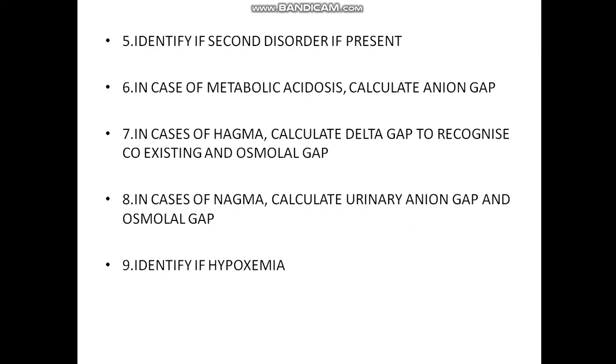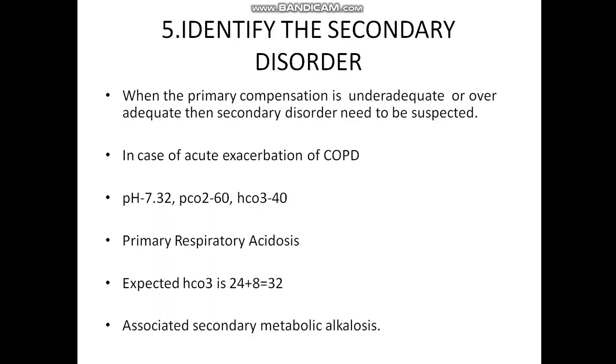So coming to part 2 today, we will be discussing from step 5 to step 9. Coming to step 5, that is how to identify the secondary disorder. Yesterday we had discussed how to identify the primary disorder by using the mnemonic ROME, correct? We identify the secondary disorder when the primary compensation is under-adequate or over-adequate; then the secondary disorder needs to be suspected. Okay, don't get confused by this statement. I'll explain it with an example.